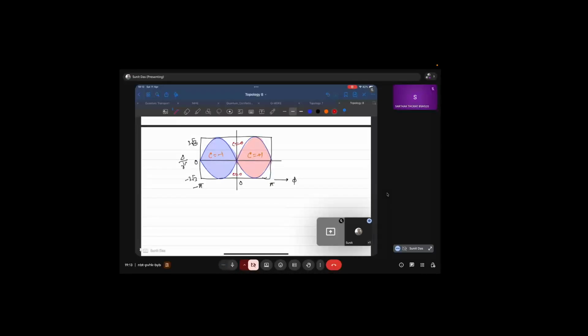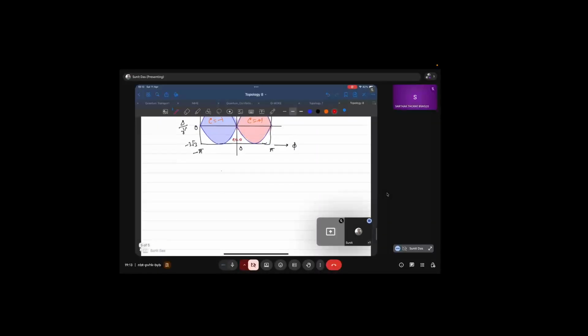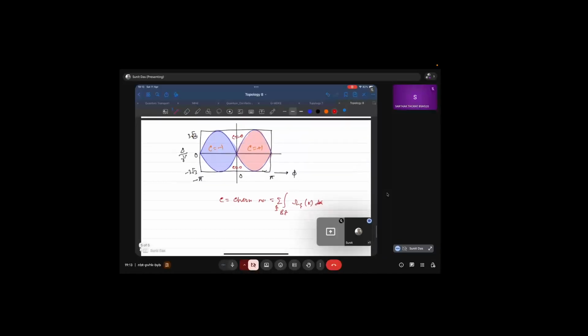So what is C? C is nothing but the Chern number, which is the Brillouin zone integration of omega z, summed over xi. Both the values you need to account for. So this is the whole Brillouin zone integration, summed up over all the values.